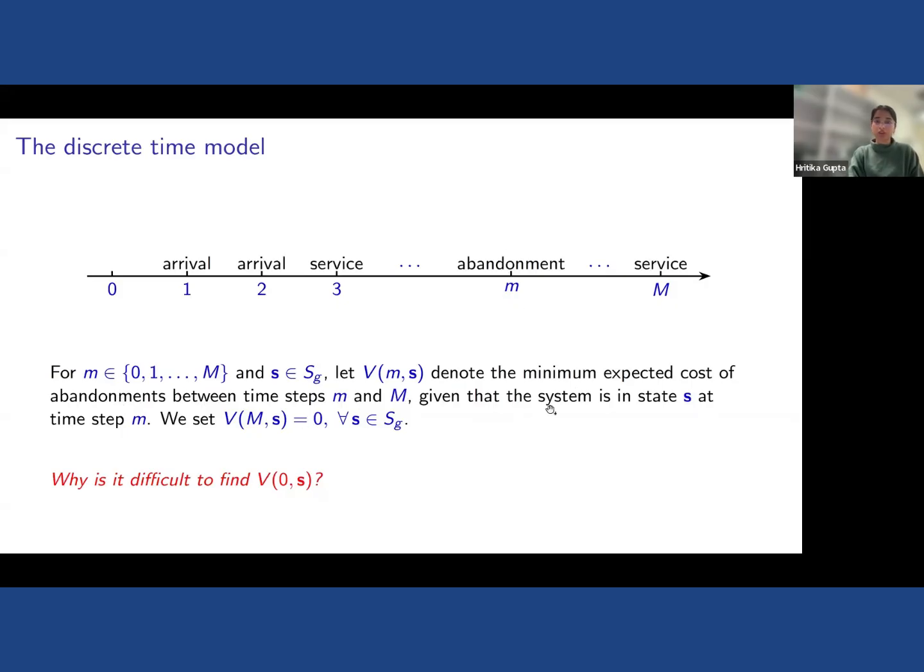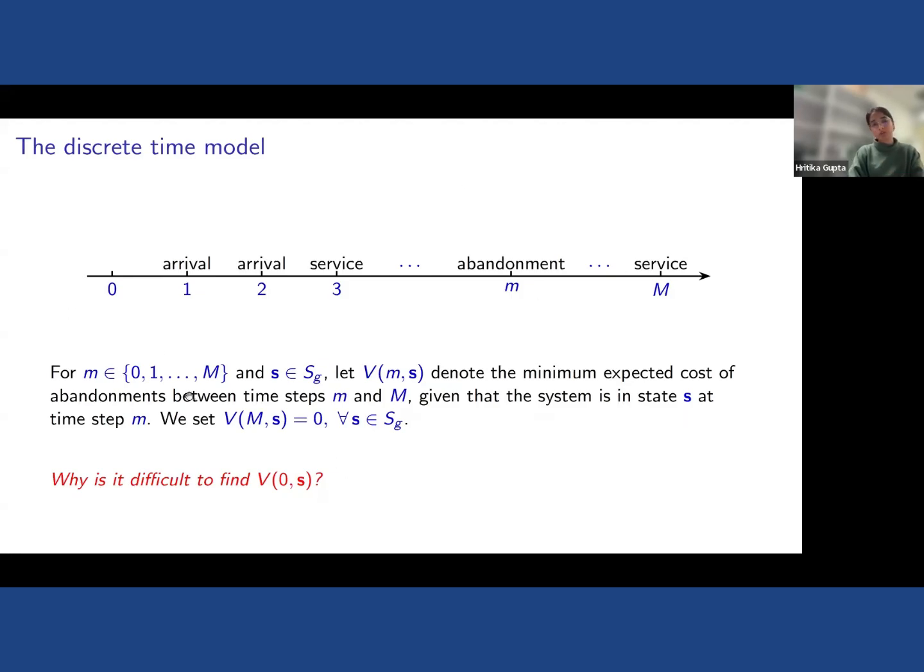And because we are just talking about the cost of abandonments between these time steps, at the boundary we put V_M(s) equal to 0 because we're not counting any abandonments that happen after capital M. The final goal is to find V_0(s). We want to minimize it over the entire timeline.